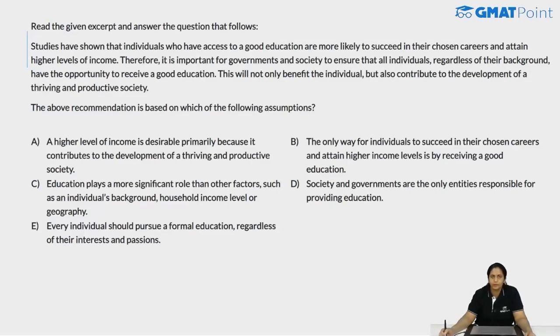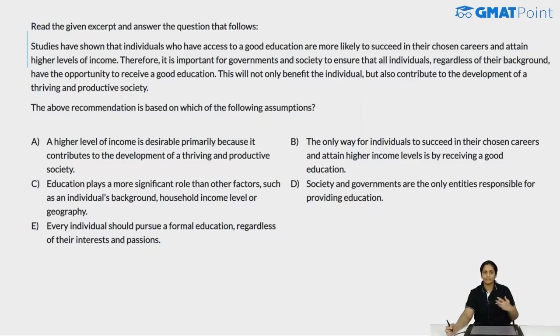In this particular video, we'll be taking a look at a critical reasoning question, which is asking us to identify the assumption that has been made in the argument. Studies have shown that individuals who have access to a good education are more likely to succeed in their chosen careers and attain higher levels of income. Therefore, it is important for governments and society to ensure that all individuals, regardless of their background, have the opportunity to receive a good education. This will not only benefit the individual, but also contribute to the development of a thriving and productive society.